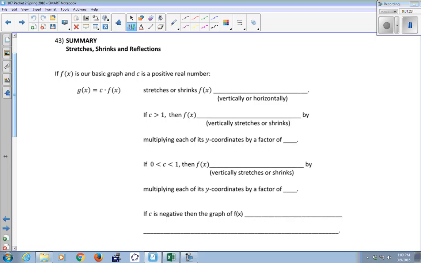So if f of x is our basic graph, c is going to be some positive real number. If we transform f by multiplying c times f of x, is that a stretch or a shrink, and is it vertical or horizontal? It's vertical because it's outside of the parentheses. f of x is just a fancy name for y. So you're doing c times y, which is going to be a vertical change because you're changing the y value.